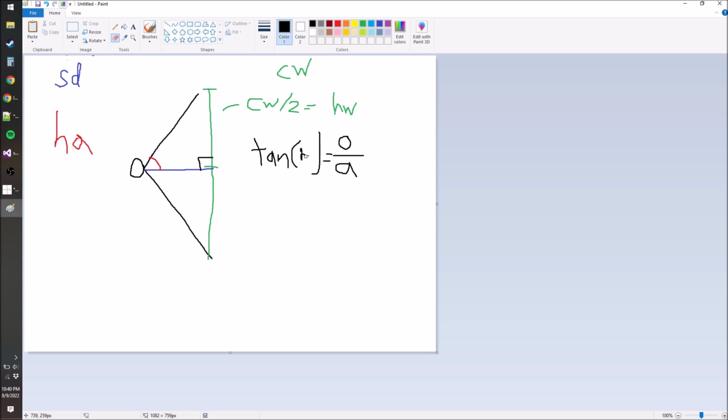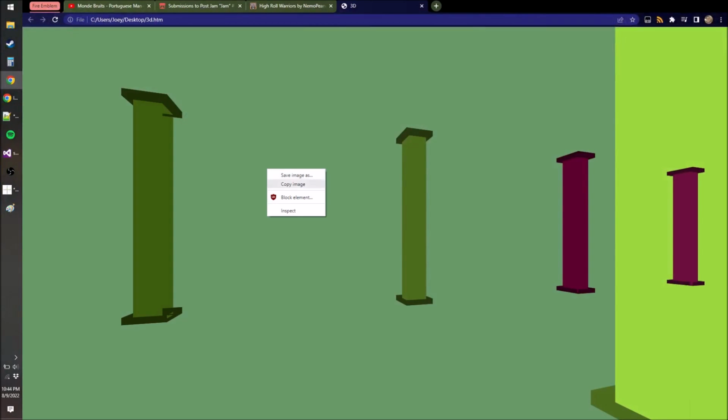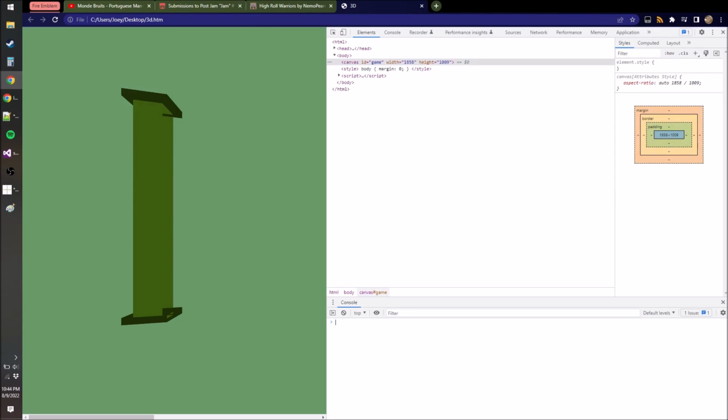Let me rewrite this in terms of our variables that we just determined, which means we can multiply by SD and then divide by tangent, and we get this. Screen distance is equal to half the width of the canvas divided by tangent of half of our field of view's angle. I forget if this is going to use degrees or radians, so let's verify that in the actual console.